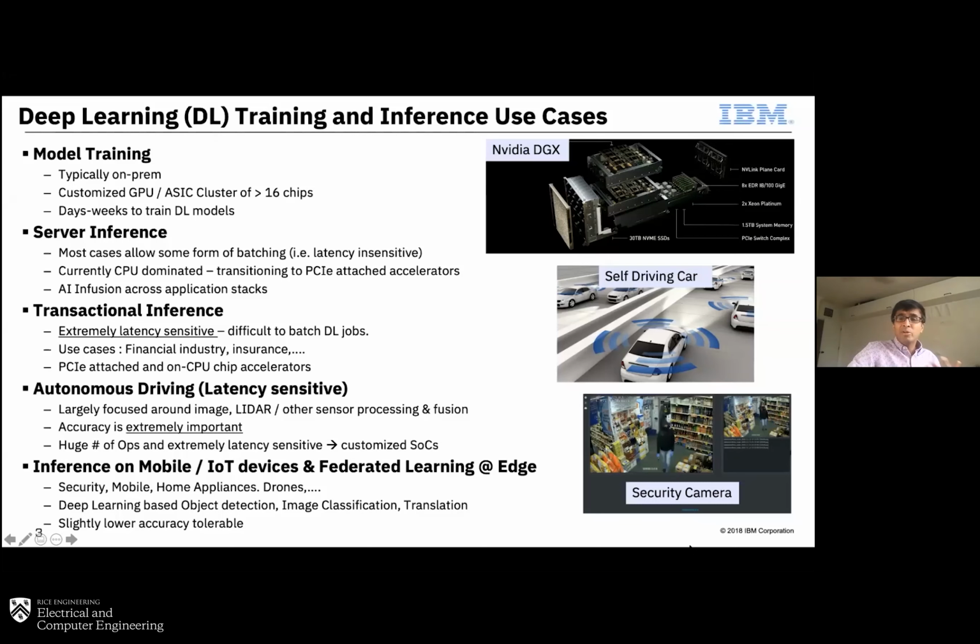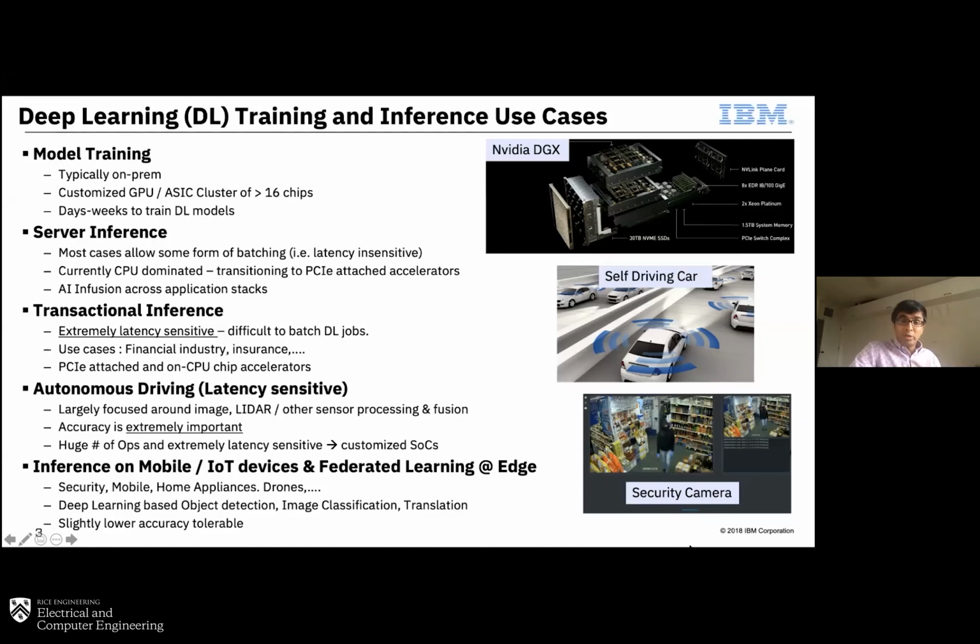And one of the critical trends that I want to bring up here is the fact that AI is being infused across a whole bunch of applications. So things like transactional workloads, databases, MongoDB, things like that. AI is being infused into it. And so you can imagine that as more and more applications get infused with AI, inference requirements will continue to grow in the data center.